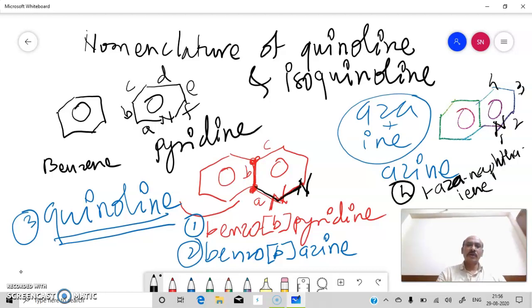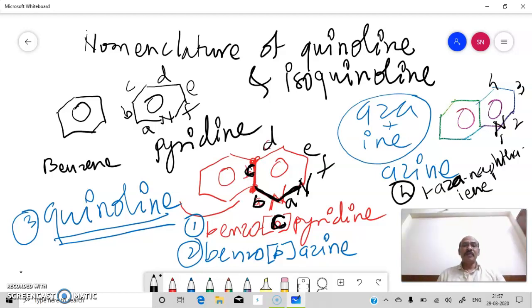So here this bond will be A bond, this bond will be B, and fusion site will be C bond. Then next to that will be D, E, and F, like this. So here position of nitrogen is different. That is not adjacent to benzene carbon, but next to that, alternate. So site of fusion is C, so its name will be benzo C pyridine.